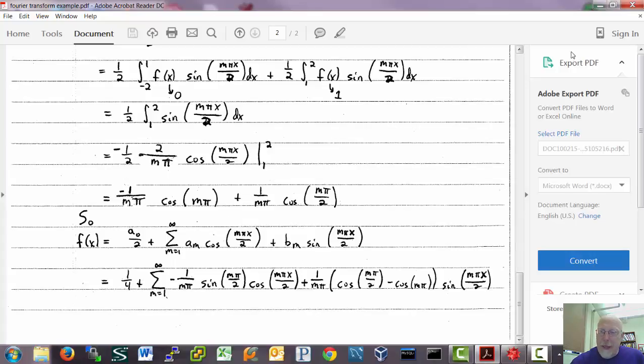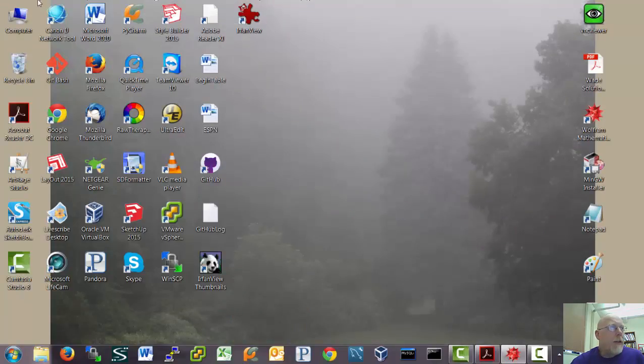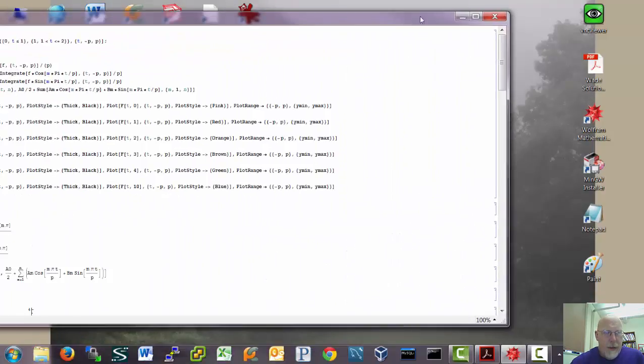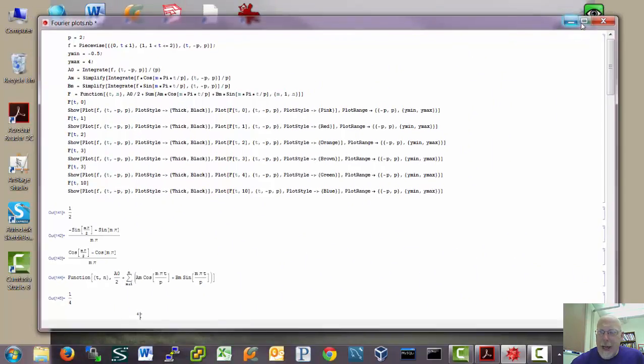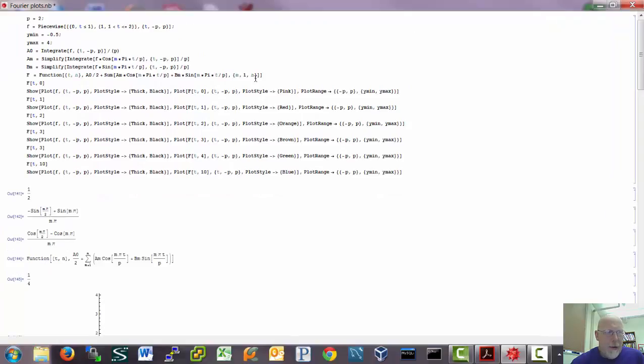All right, so what does all this mean then? I'm going to use Mathematica, a nice little piece of math software here. And I'm going to do the exact same thing that we just did, but I'm going to have Mathematica actually compute all this stuff for me. So I'm asserting here to Mathematica that P is 2.